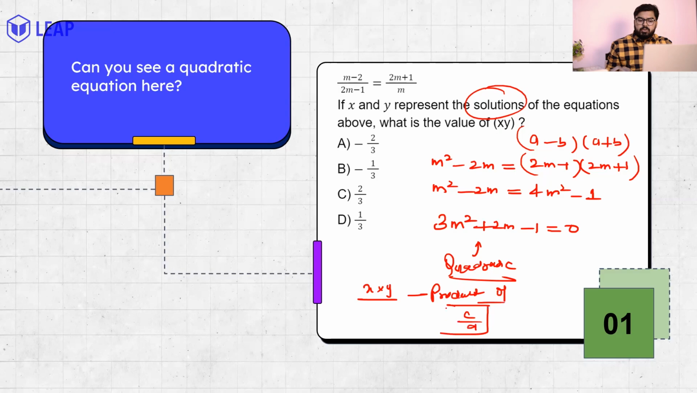The product of roots is c by a. So what is a? If you compare with the standard form, I hope now it is easy to identify. A is 3 and c is minus 1. So product of solution is c by a, which is minus 1 by 3. So you do not need to go and find the solution. When it is about the product or the sum of the solution, you can simply use the formula. Sum is minus b by a and the product is c by a, right?